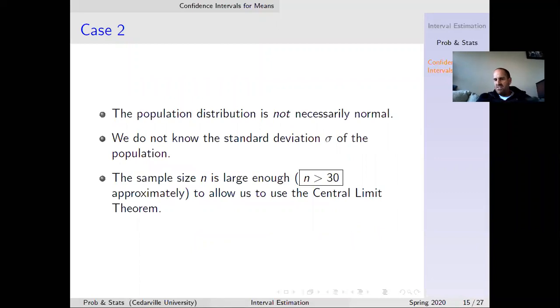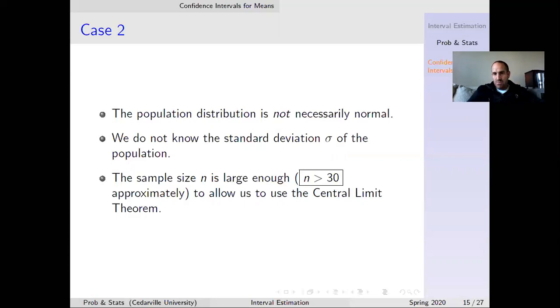Okay, so here's the second case that we're going to consider together. In the first case, we knew that the underlying distribution was basically normal, and we knew the standard deviation of the population. Well, that's not very typical, you understand? So in this case, we're going to assume that we don't necessarily know the population is normal, but maybe we know it's symmetrical in some sense. You could probably determine that by making a histogram or something. And we're going to assume we don't know the standard deviation for the population either.